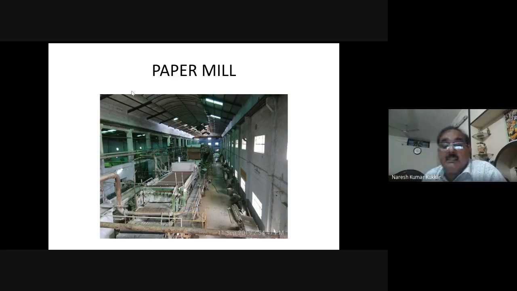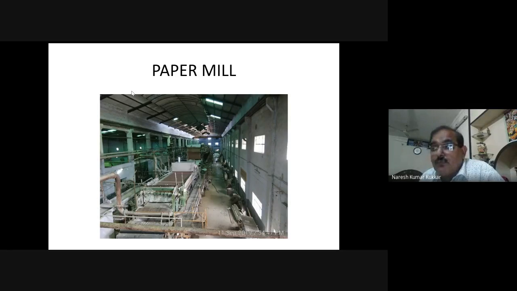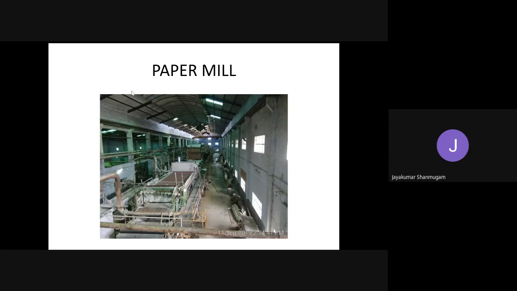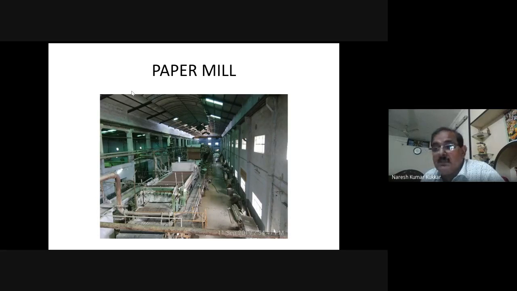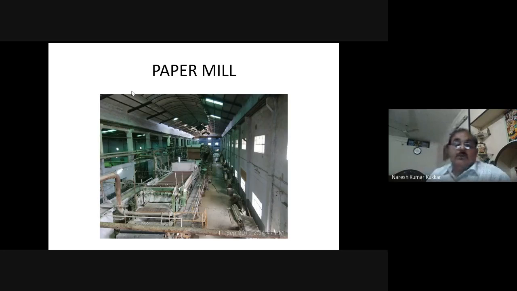So what is the raw material for paper? Wood, chips of wood, waste paper. Good. And chemicals. So here we see the main paper mills.